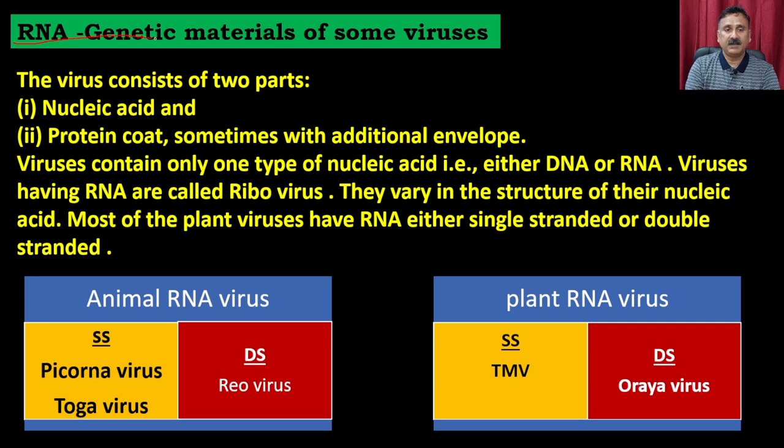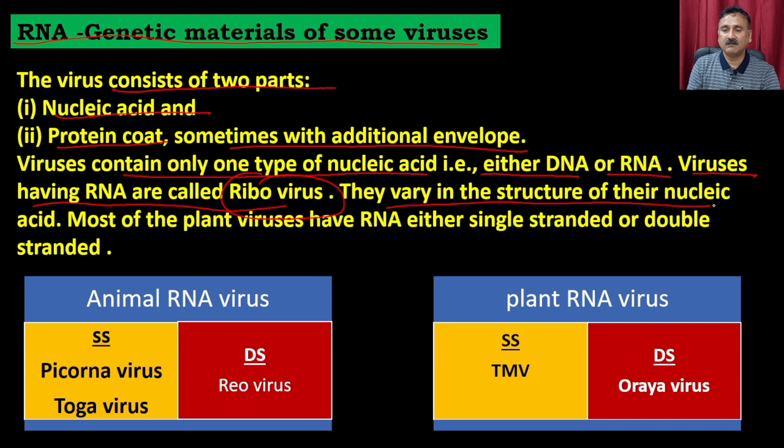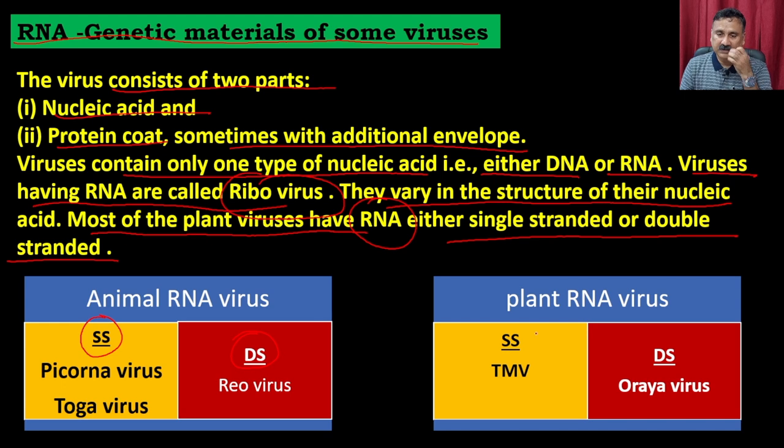So, RNA is present as a genetic material in some viruses. A virus consists of two parts, nucleic acid and the protein coat, sometimes with additional envelopes. A virus contains only one type of nucleic acid, either DNA or RNA. Viruses that have RNA are called riboviruses. They vary in the structure of their nucleic acid. Most plant viruses are RNA viruses, either single stranded or double stranded. So you can have animal viruses and plant viruses, single stranded and double stranded RNA viruses. Even among plant viruses, you can have single stranded ones like TMV, or double stranded ones like the oryza viruses.